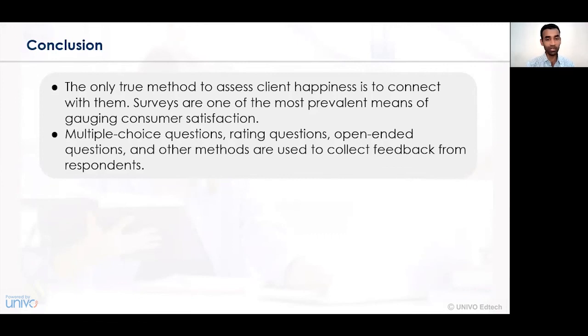The questionnaire that we are preparing can be on the basis of various concerns. That is a multiple choice question, a rating question, an open-ended question, a closed-ended question, or a straight directly asked question. So in this way, there are various methods for asking questions to a customer.